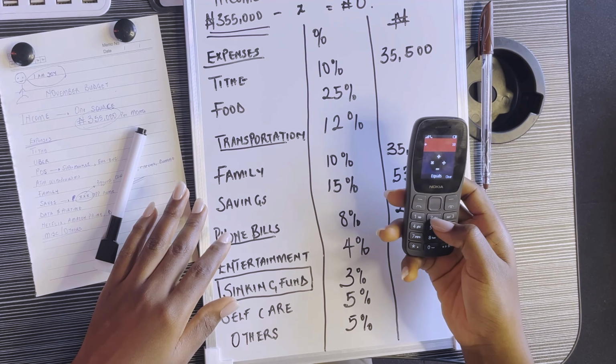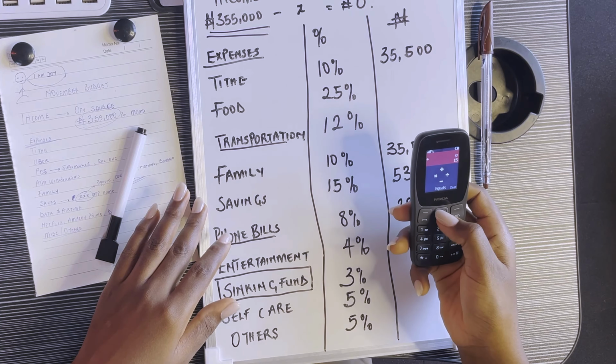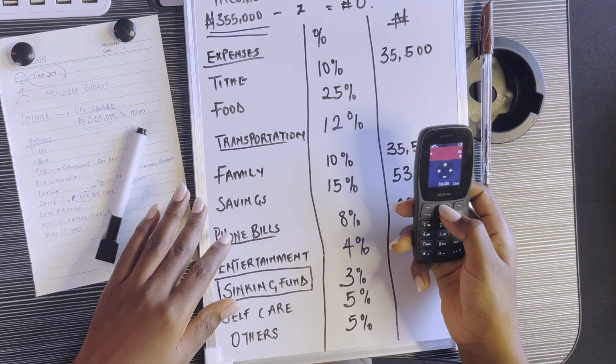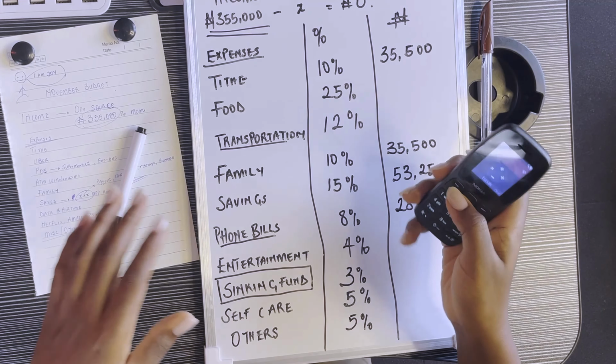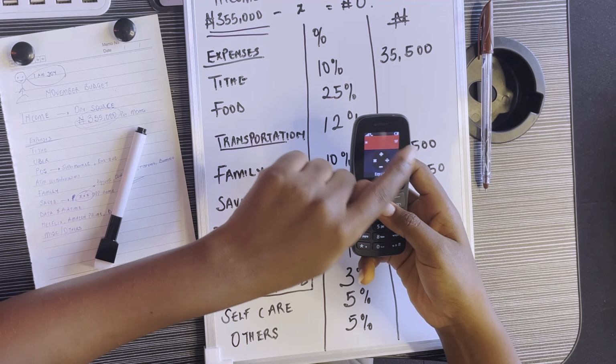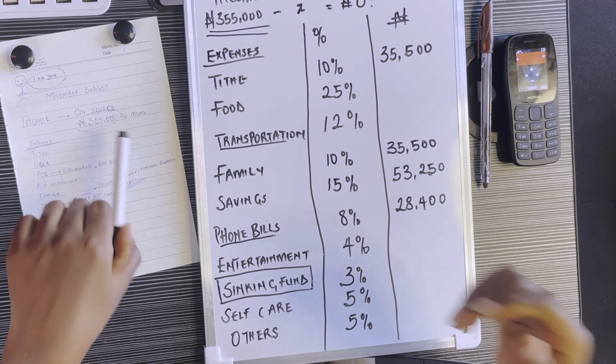So let's see what we have here. 10 plus 25 plus 12 plus 10 plus 15 plus 8 plus 4 plus 3 plus 5 plus 5. 97. So 97. She still has 3% unallocated. So where do you think we should give Joy this 3%?